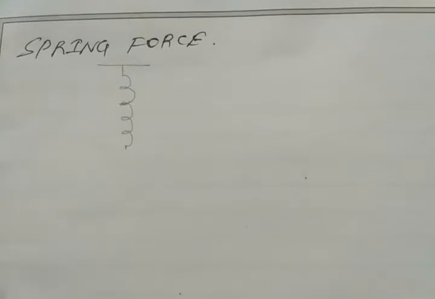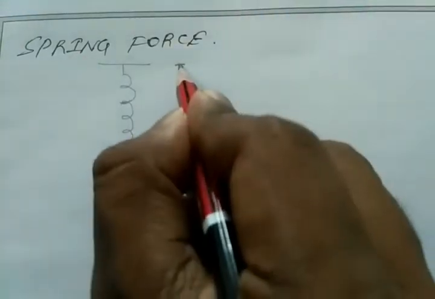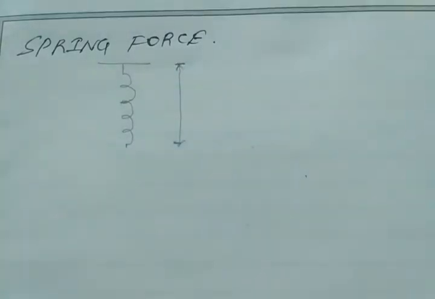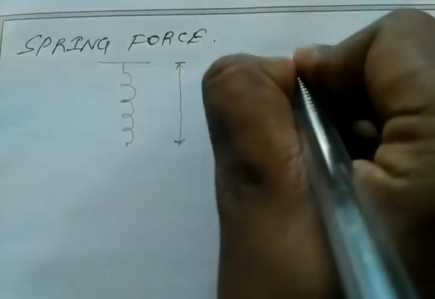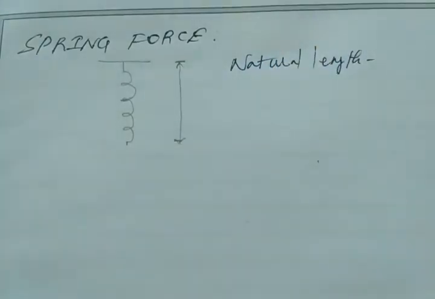Okay, so this is the simple construction of a spring. In the spring, the length of the spring is known as the natural length. This is the length of the spring. So what is meant by natural length? In natural length, we don't give any force to the spring.